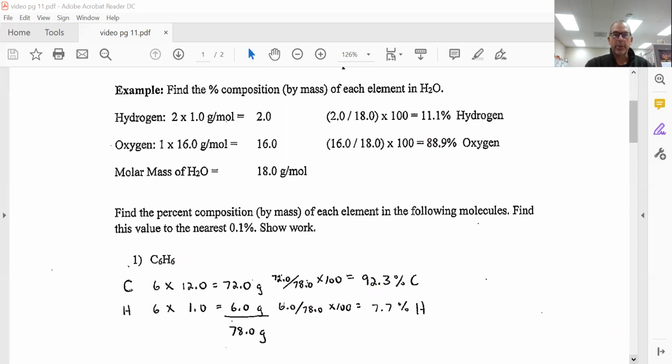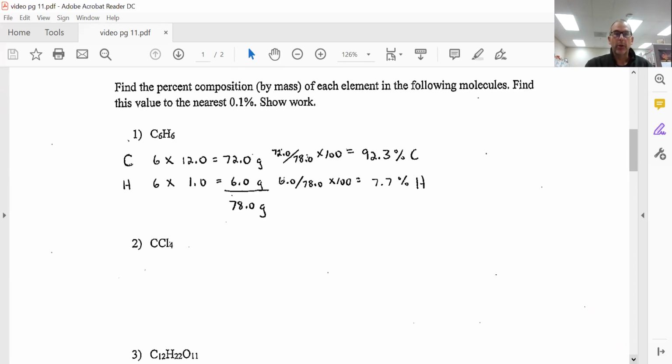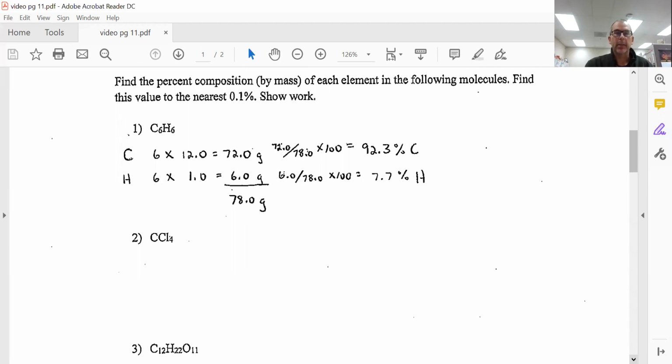Then I'm going to do number 2 in this video, just to get some more practice. I'm going to find the percent composition by mass of the carbon and chlorine in CCl4. So that is this molecule. It's carbon tetrachloride, carbon combined with 4 chlorines. To start, I'm going to find the molar mass.